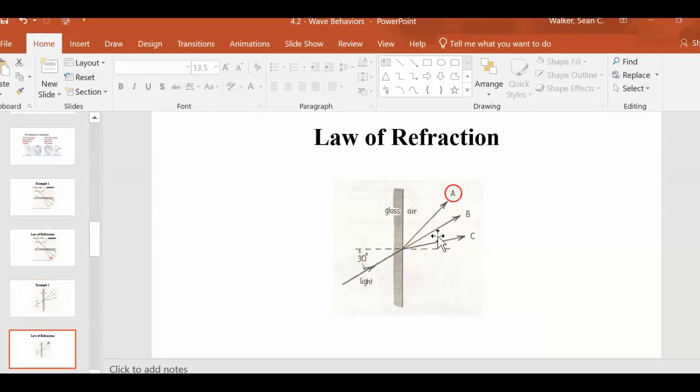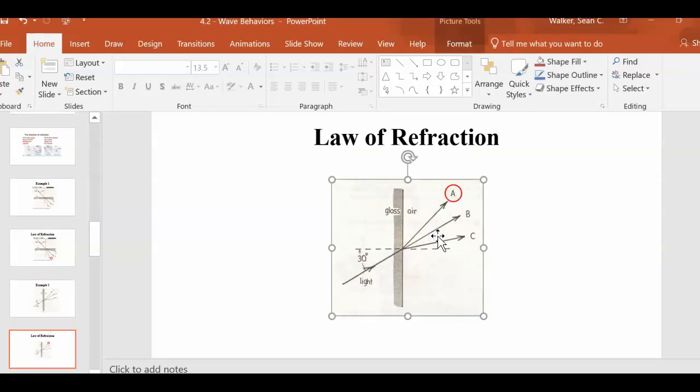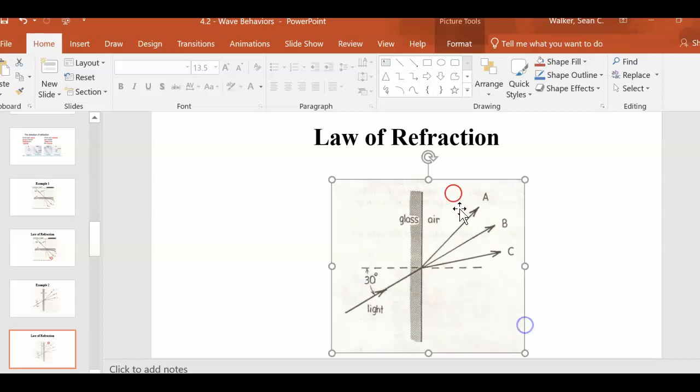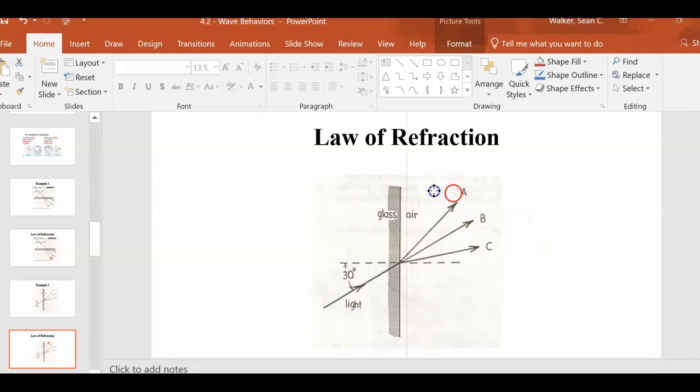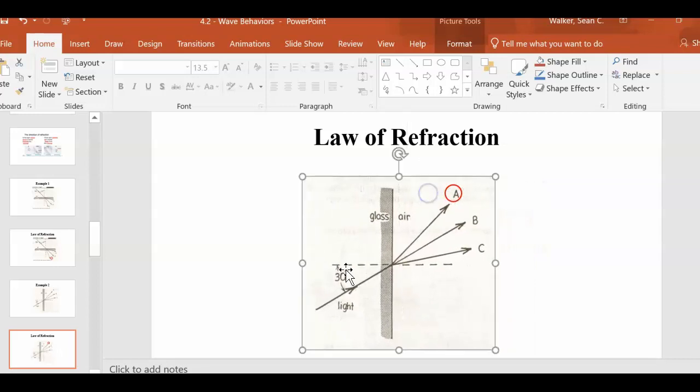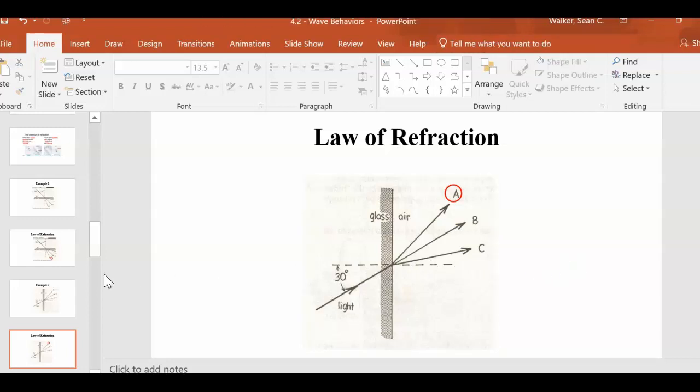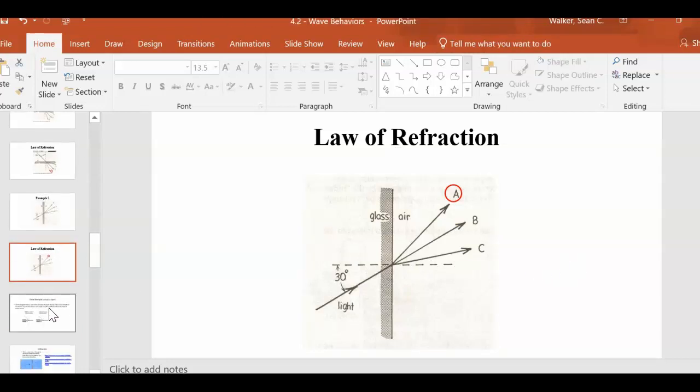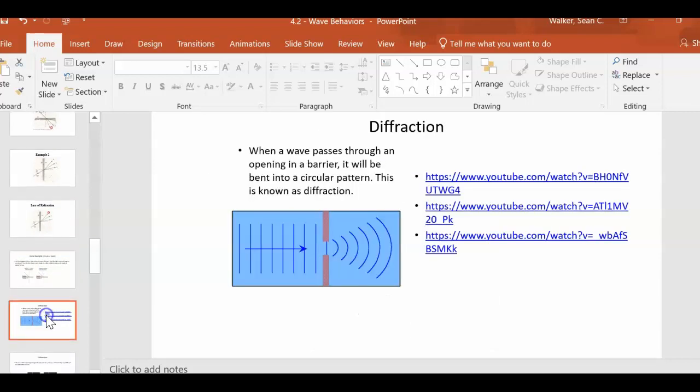Okay, and the answer there again should be A, because we're going from glass into air. We're going into a medium that is less dense, which means we should be bending away from the normal, which is why it's A. Notice that the normal is this dotted line down here. Okay, so that's what you need to know about refraction.